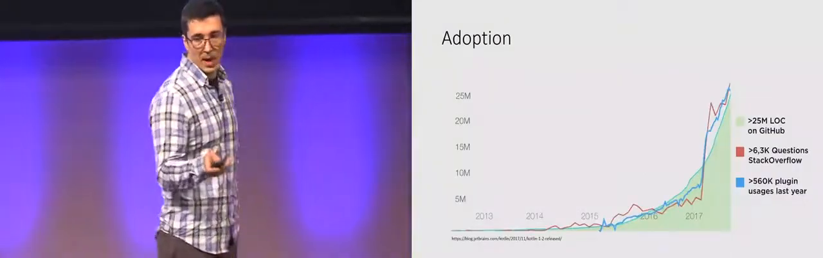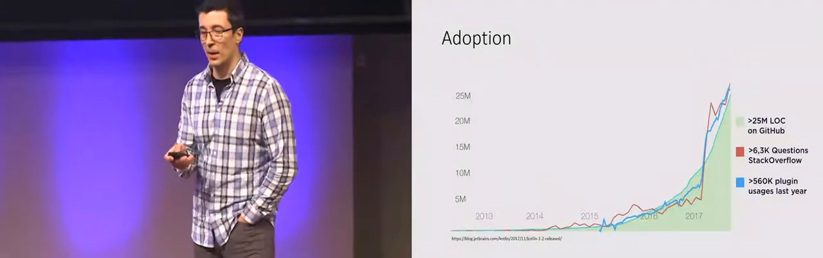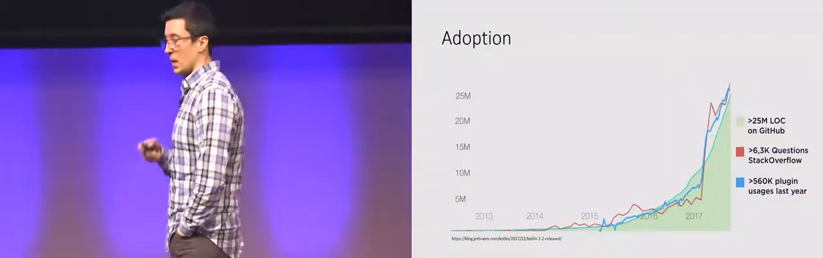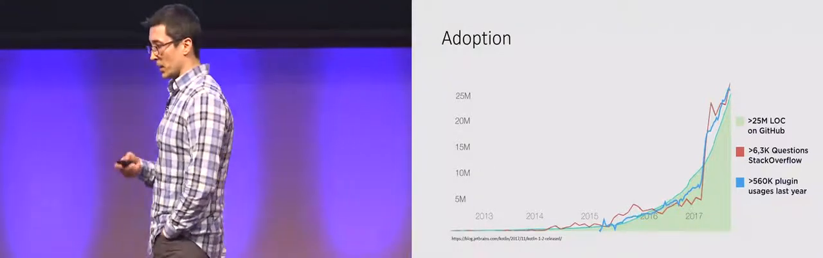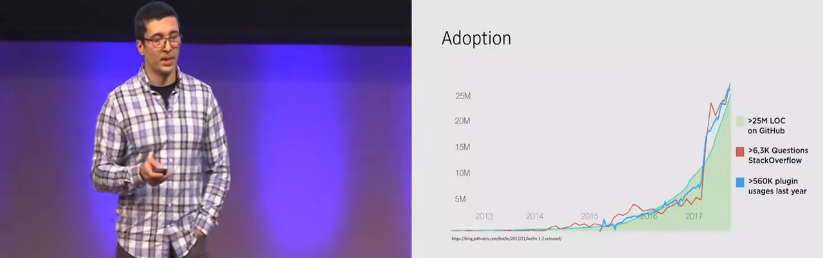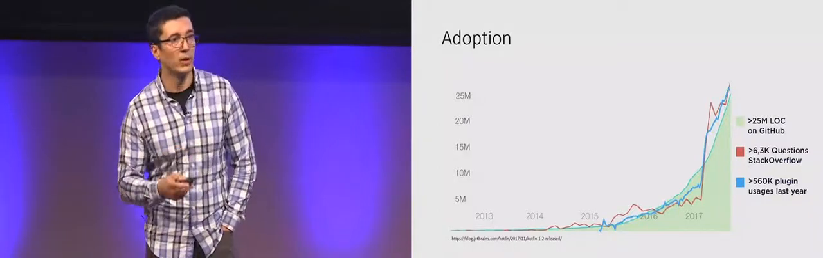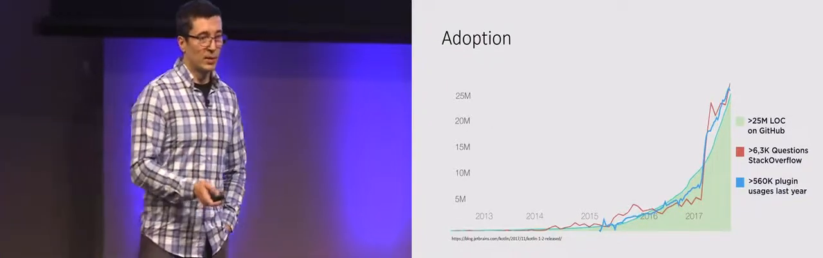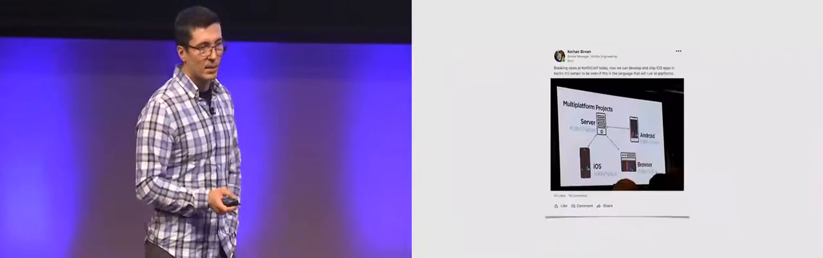So look here at the adoption graph. On GitHub, at the beginning of 2017, there were 5 million lines of code written in Kotlin, and in less than a year, it's over 25 million. There's also a survey of most loved languages, and Kotlin trends at number 2. In relation, Swift is trending around number 6.